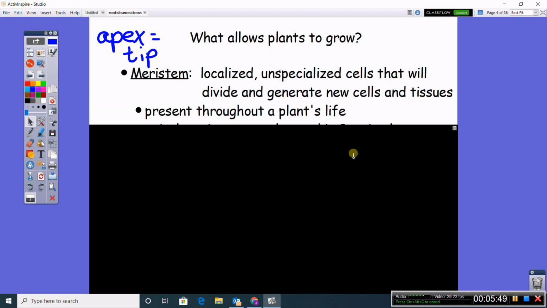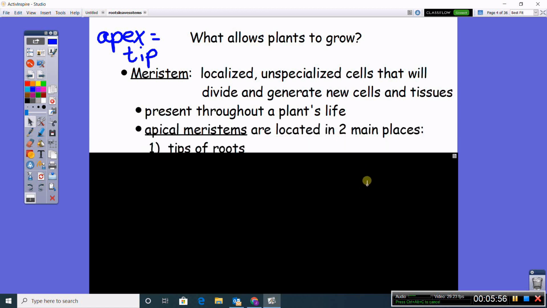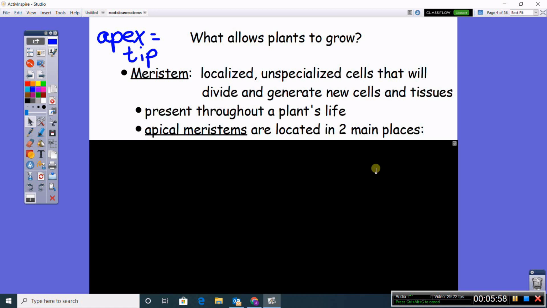And meristems are present throughout a plant's life. Its roots need to grow and grow deeper into the soil so it can access more water. All right. There's going to be two types of meristems that we talk about this week.